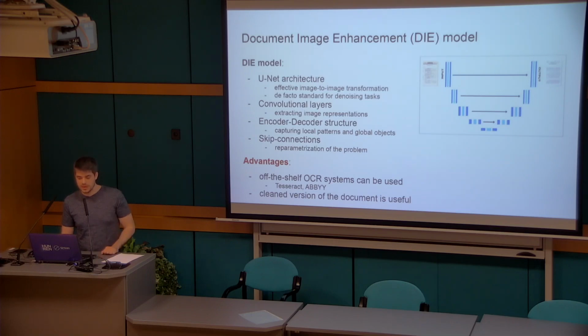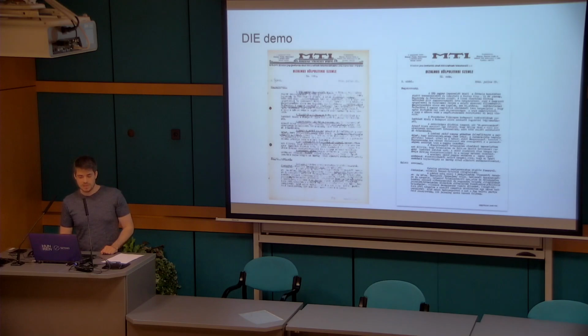So the advantage of using this kind of DIE model is that after we clean the noisy document images, we can apply off-the-shelf OCR systems, for example Tesseract or ABBYY, which otherwise underperform on the task. And we have a clean version of the document image. Let me show you a couple of demo examples.